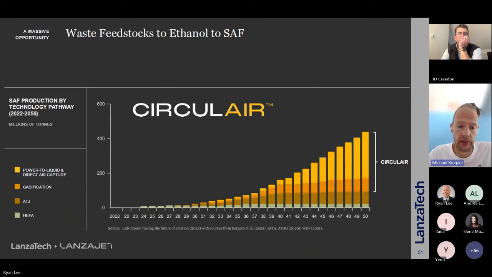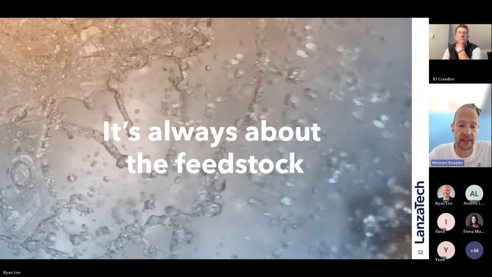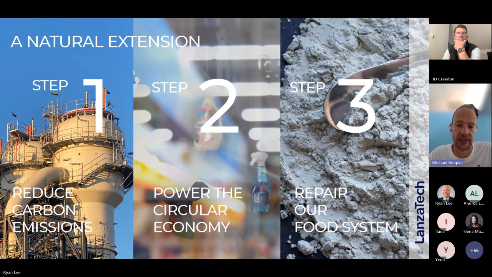HEFA is right now the dominant technology, but it's inherently feedstock limited. I think ATJ from traditional ethanol sources, we'll certainly see a lot of growth. But then beyond that, gasification and power to liquid and direct air capture will be a lot of that growth, which can come through the combination of LanzaTech and LanzaJet, for example. Yeah, if we move on, it's obviously a lot about feedstocks, and the last point I wanted to touch on is really as a natural extension.